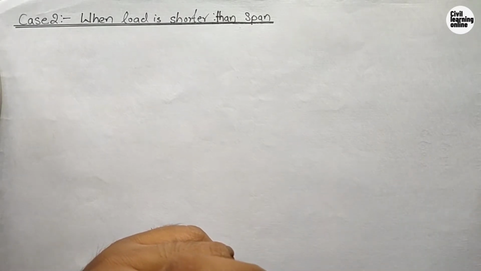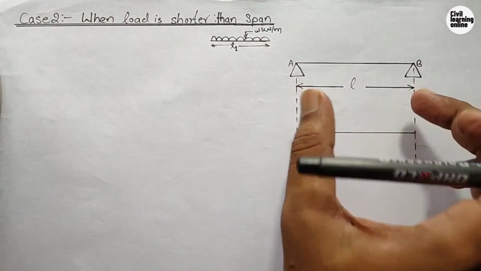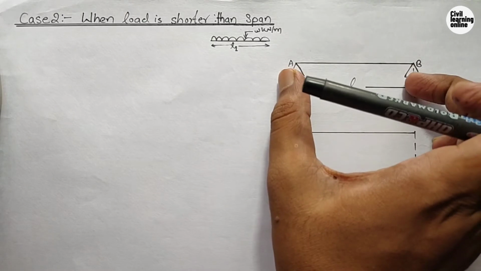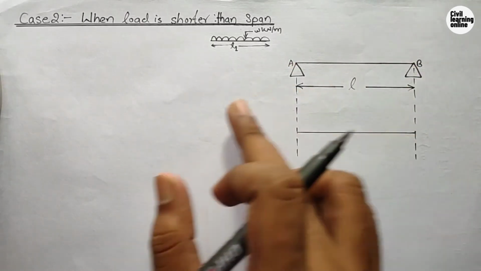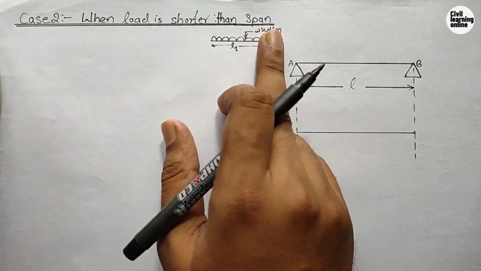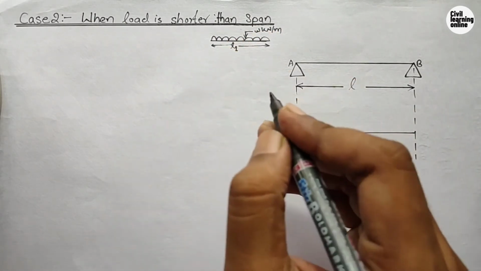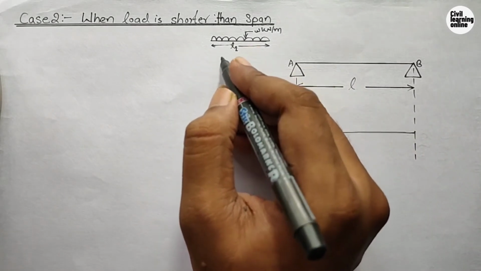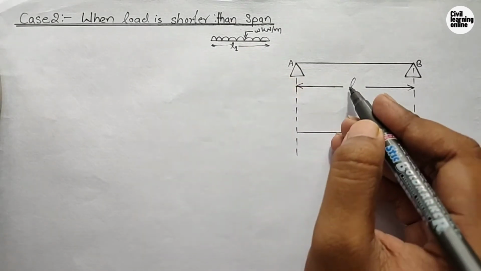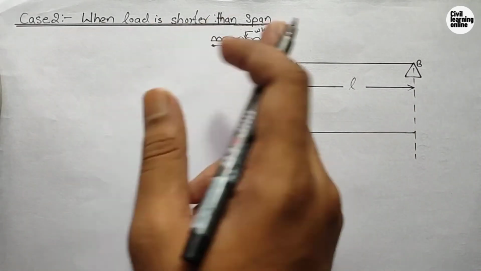So guys, as you can see here, I have drawn a girder of span L, and the girder is represented as AB, and we are provided with a UDL W kilonewton per meter whose span is L1, and L1 is less than L. It means the span of the load is smaller than the span of the girder, or we can say that the load is shorter than the span.